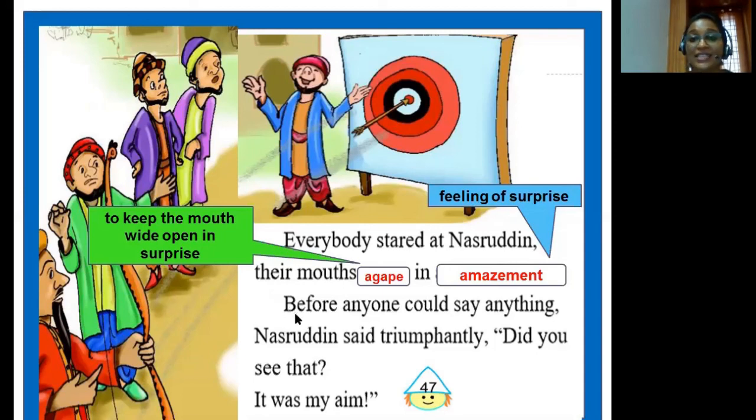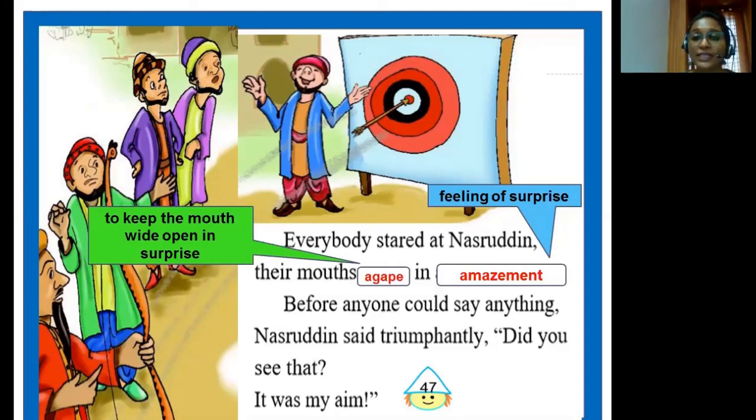Here is our last paragraph, children. Before anyone could say anything, Nasruddin said triumphantly, "Did you see that? It was my aim." Nasruddin was very happy to have hit the target after missing it twice. So now, in a victorious way, he asked his friends, "Friends, did you see that? How I had hit the target? And this was my aim because I am very good at archery."